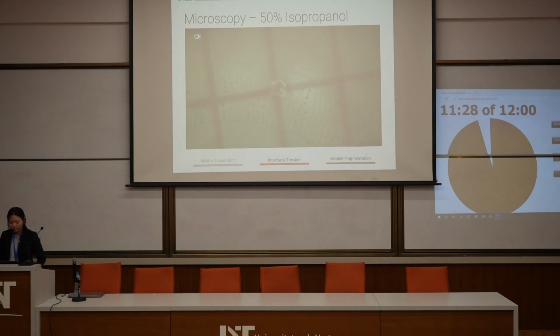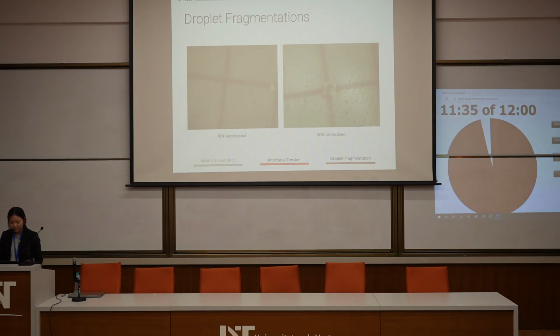Here is a video of our microscopy for 50% isopropanol and a video of 70% isopropanol, in which we can see that the 70% isopropanol does have smaller size and more droplets, which matches our theory prediction.